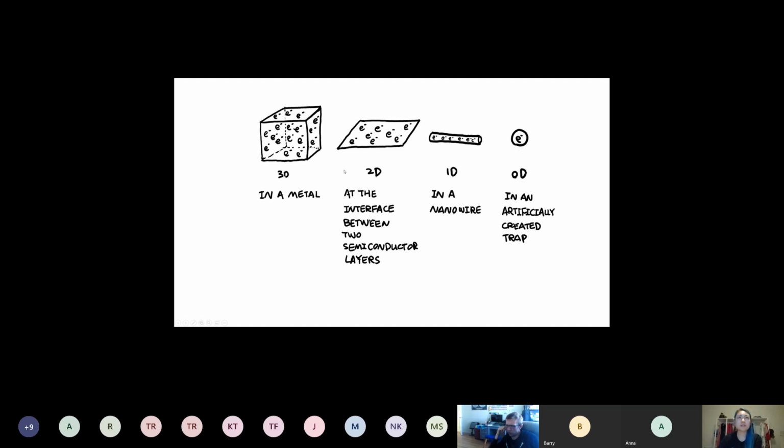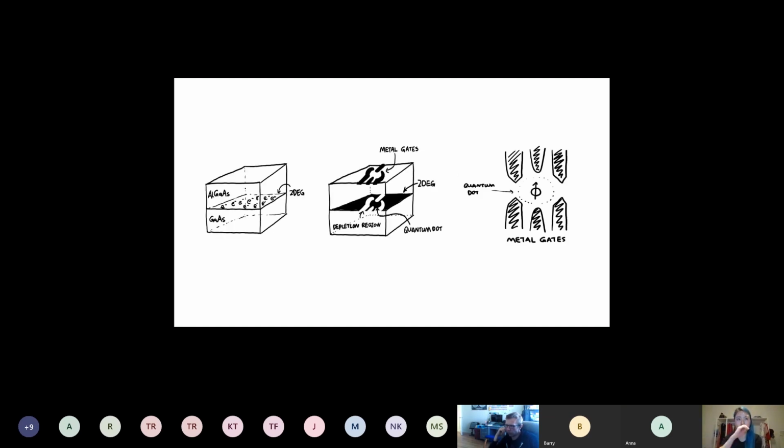But in some materials, we can make them into 2D. So electrons will be confined into only this lateral direction. We can even further confine them into 1D. That's like in the nanowire. And then we can further trap them into 0D. So this is like artificially trapped, and this is what we can create, like a quantum dot.